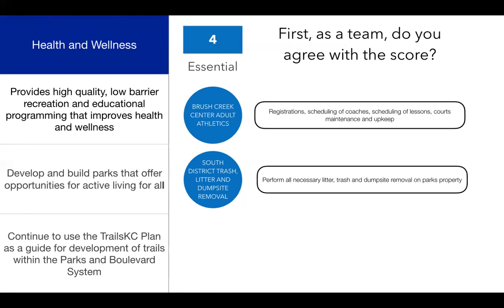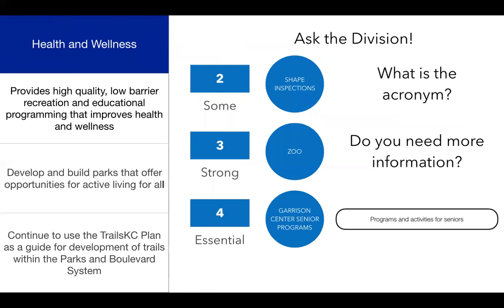Do they apply to different definitions within that result area? Do they apply to the same definitions? But we're looking for that consistency across each one of the scores. If you need more information, ask the division. Do you understand what the acronym is in the program name or program description? Do you need some more information about what a program does or provides? Just get whatever information you need to be able to accurately validate the score of 2, 3, or 4, or 1 or 0. Or can you, from the information in front of you, validate or recommend a change?